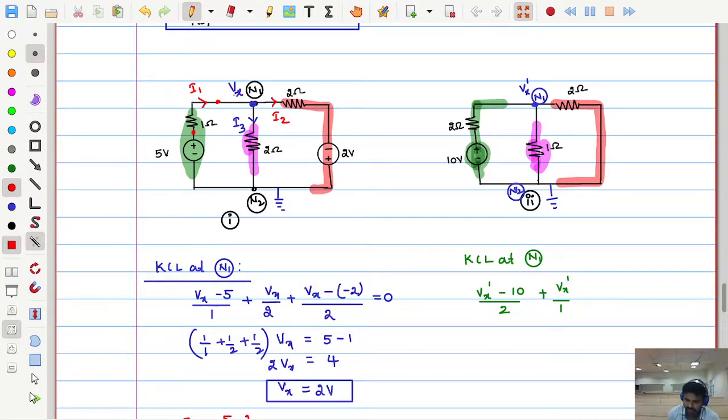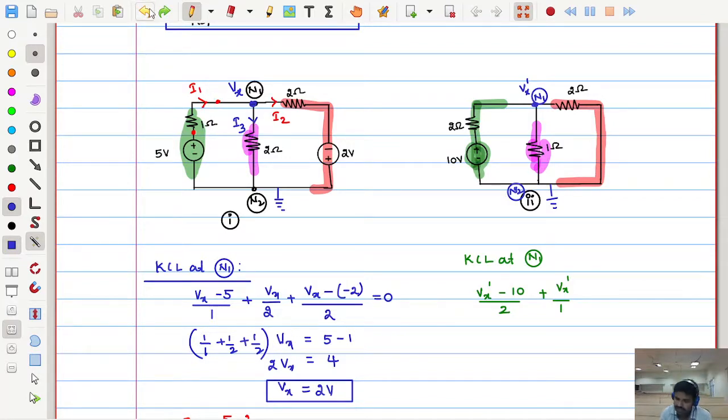That is one thing. And here it's your wish. You can consider either way. Even if somebody considers the reverse way, no issue. You may get a negative value. For example, if you consider opposite to this, then your current I1 will be Vx minus 5 by 1. So you may get the same value but negative current, no issue. You can consider it that way also. Clear?